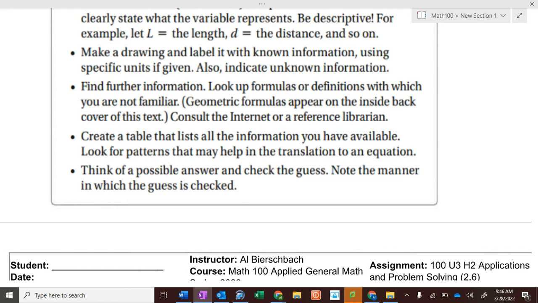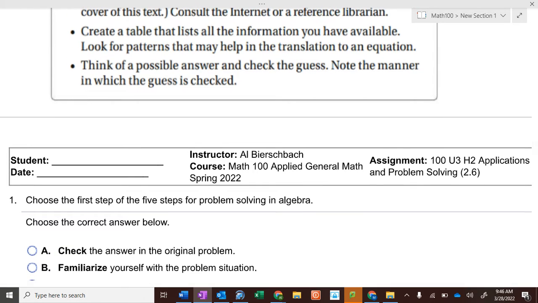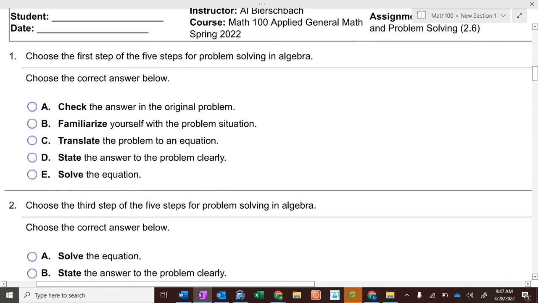Indicate unknown information. Okay. Look and see if there's any further information in the problem. If you need to look up a formula or a definition, you might need to do that. Geometry formulas, sometimes you don't know them all. Create a table if you need to, and then think of a possible answer and take a guess, and then check your guess once you get the answer, because sometimes you make an estimate and then you get an answer that's not even close to your estimate. You go, well, I must have done some sort of math wrong.